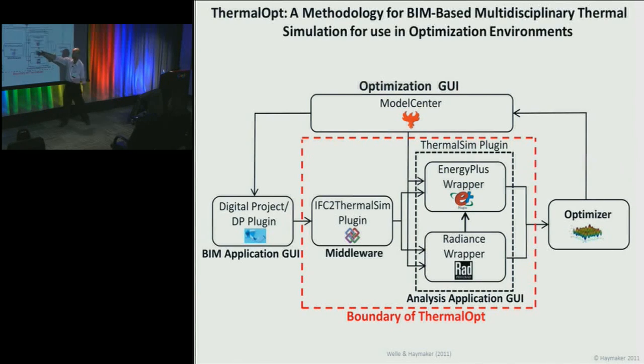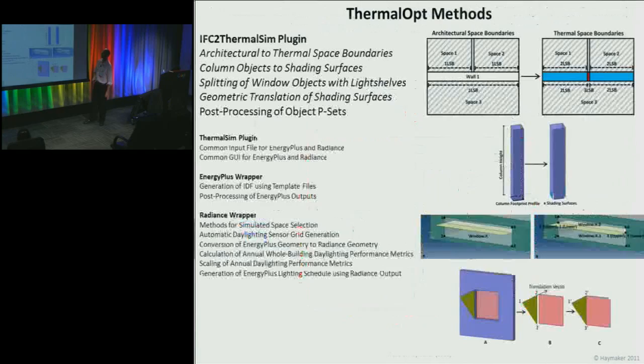So we're basically going to take the Digital Project CATIA model, put it through what's called an IFC translator, put the model into Energy Plus, put it into Radiance. You take that daylighting information and plug that into the energy model, because you want to know how much daylight you have, so you know how much you need to turn on the lights, et cetera. And then we put it into this optimization flow.